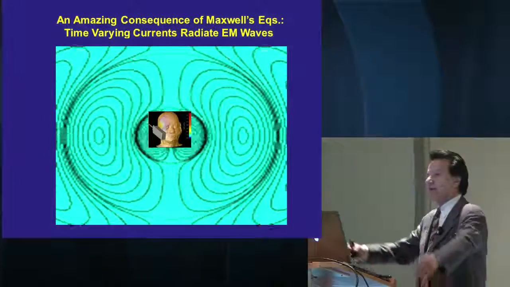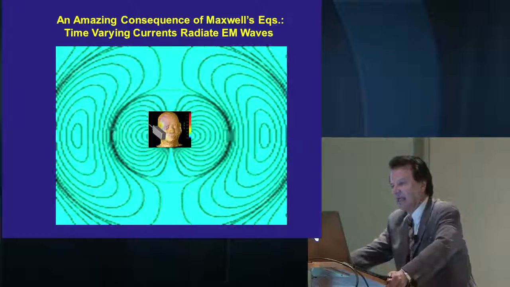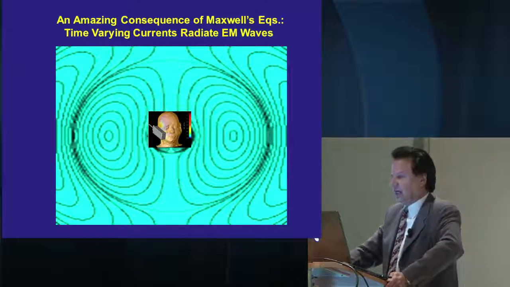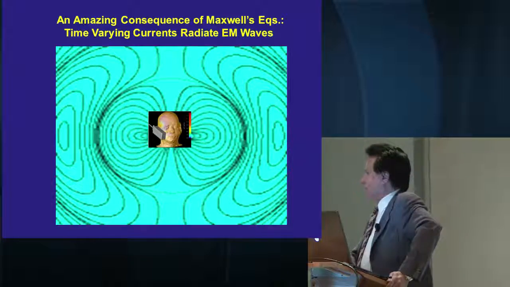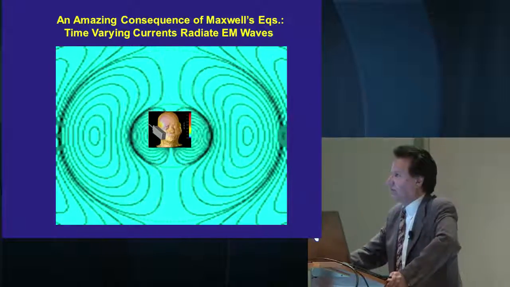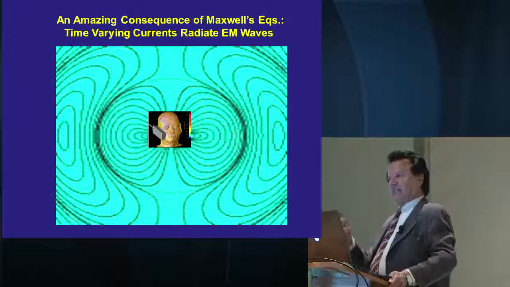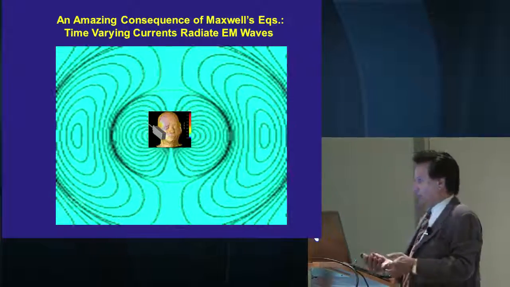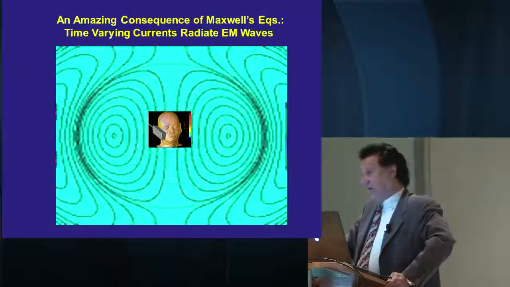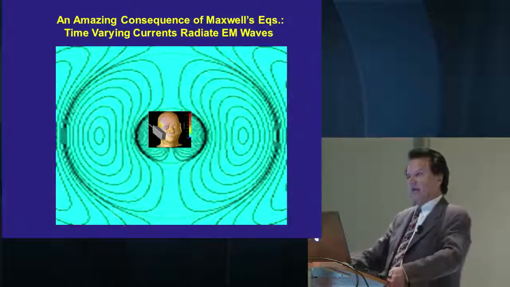Now, what came out of Maxwell's equations were 2 profound concepts. An amazing consequence of Maxwell's equations was that time-varying currents radiate electromagnetic waves. And when you pause about this consequence, it is amazing. I've been teaching this whole story for many, many years. Still, whenever I think about this, I get goosebumps. Why does nature do that? Why does nature do this in particular? That is, if I have a time-varying current, it radiates.